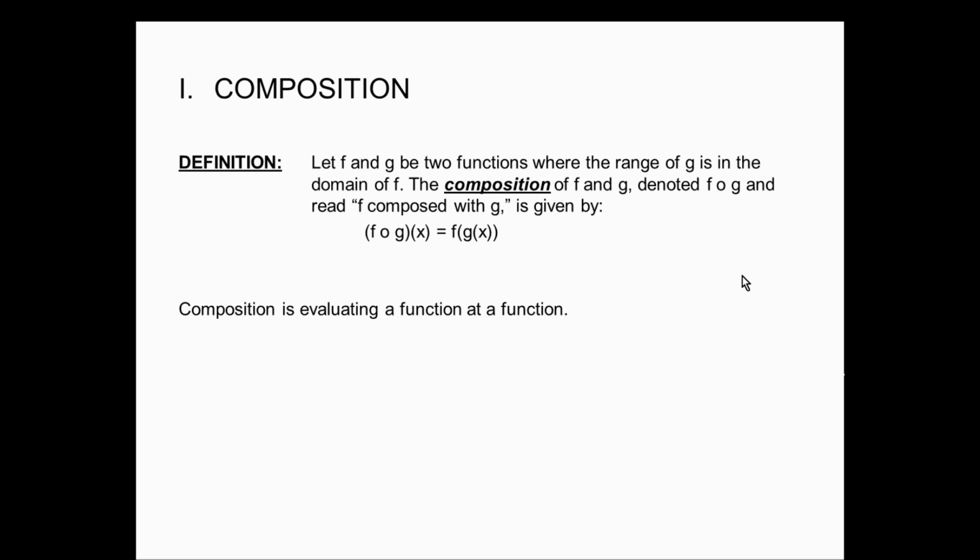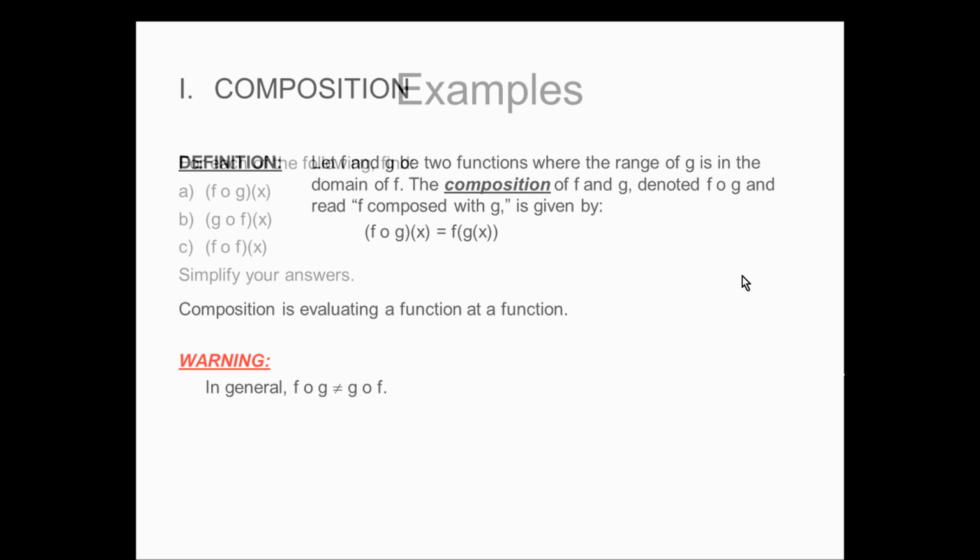Composition is evaluating a function at a function. That's really what it is. We have kind of indirectly done that with a few things. Warning: in general, f composed with g does not equal g composed with f. So it's an example of an operation that does not commute, which really is not that unusual because if you think about it, division doesn't commute, 6 divided by 3 is not 3 divided by 6, and subtraction doesn't commute either. So composition is an example of something that doesn't commute.